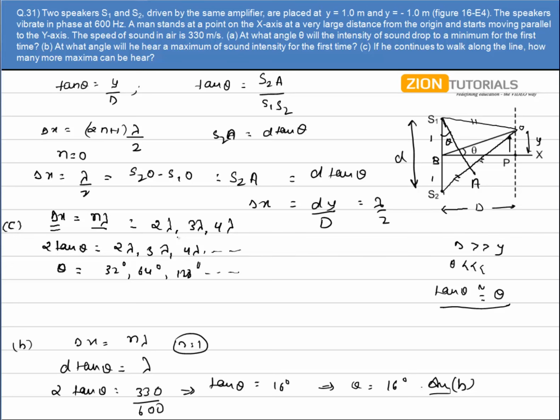Now he is continuously walking on a line that is parallel to the y-axis, so theta cannot be more than 90 degree. That is for sure. Theta has to be less than 90 degree. So the only two possible maxima will be those whose angle is less than 90 degree, that are 32 degree and 64 degree. So he will get two more maxima and they are at angle 32 degree and 64 degree. That is the answer.